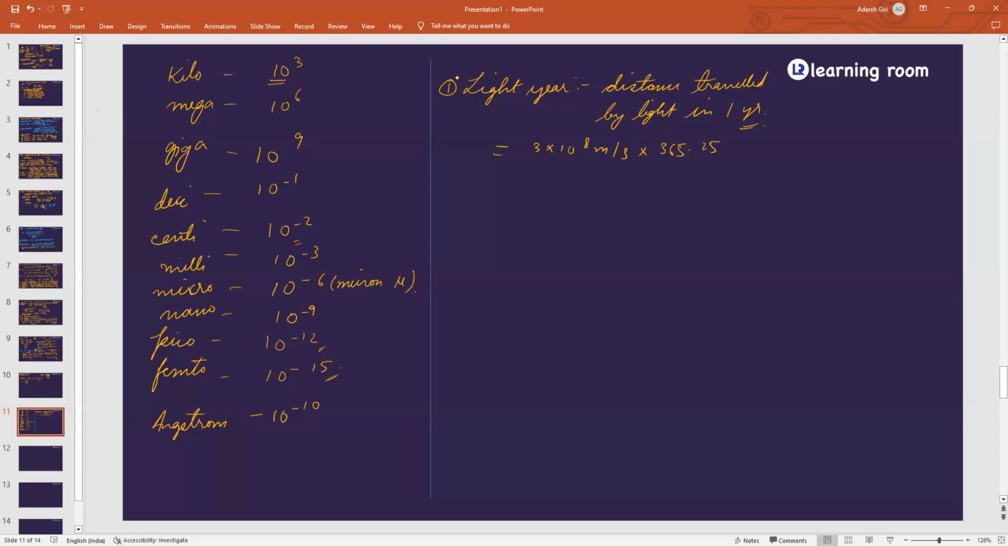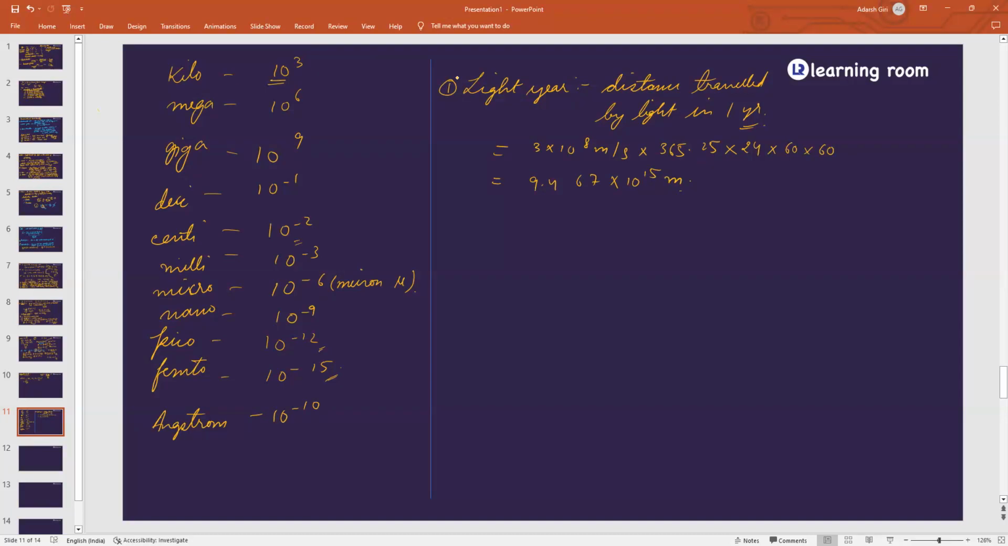Everyone knows this? Okay, so 365.25 days, and each day has 24 hours, 60 minutes, 60 seconds. So this is the total number of seconds. Okay, so when you multiply this, you'll be getting the distance in meters, and that is 9.467 into 10 raised to the power 15 meters. Okay, so this much distance you get.